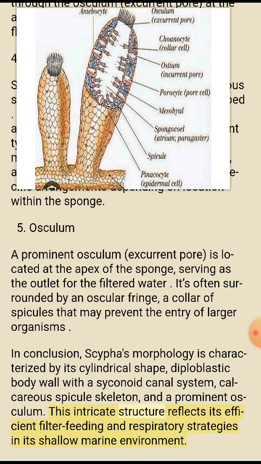This intricate structure reflects its efficient filter feeding and respiratory strategies in its shallow marine environment.